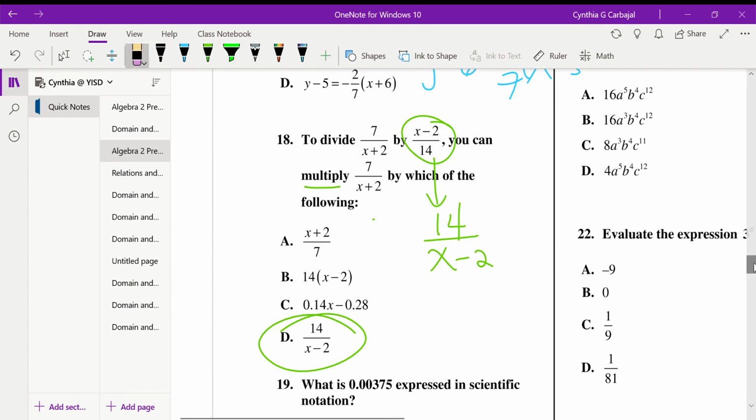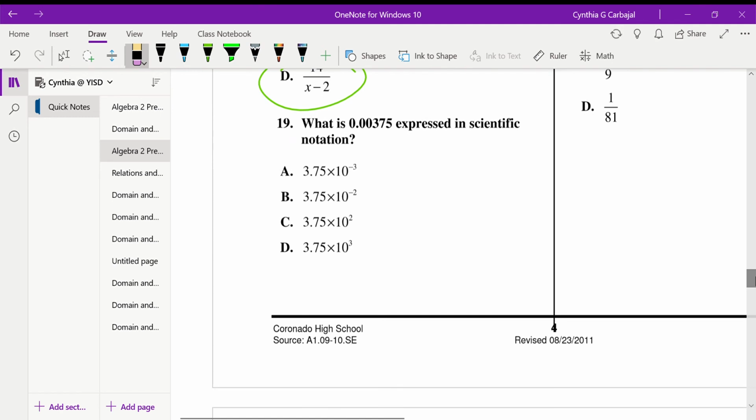Number 19, some of us might not remember scientific notation, but pretty much it's always written with the decimal right after the first number. So I would actually have to move the decimal point originally to the right, 1, 2, 3. So it has to have 3. It has to be raised to the power of 10 to the 3. And then because our number originally was 1, 2, 3 places to the left, it would be a -3. Okay.